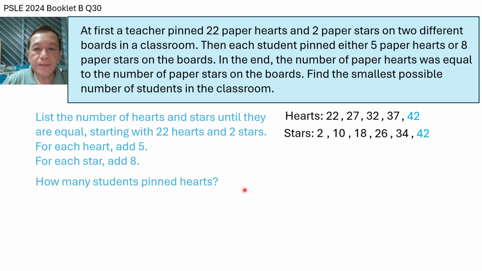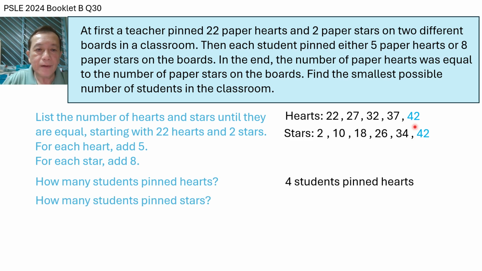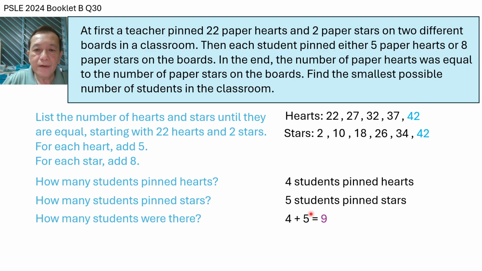How many students pin hearts? Let's count. This is done by the teacher. 1, 2, 3, 4. 4 students pin hearts. How many students pin stars? 1, 2, 3, 4, 5. How many students were there? 4 plus 5 equal 9.